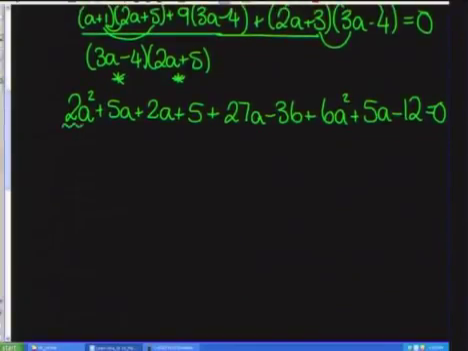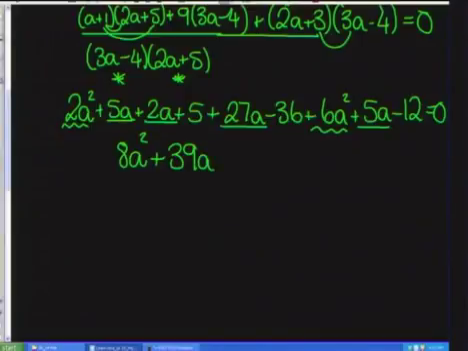Let's look for like terms. I've got a 2a squared plus a 6a squared, which is going to give us 8a squared. 5a plus 2a is 7a. And I have got, what else do we have? I've got a 7 plus another 5. That's going to be 12. And then if I add 27 to that, that is going to be 39.